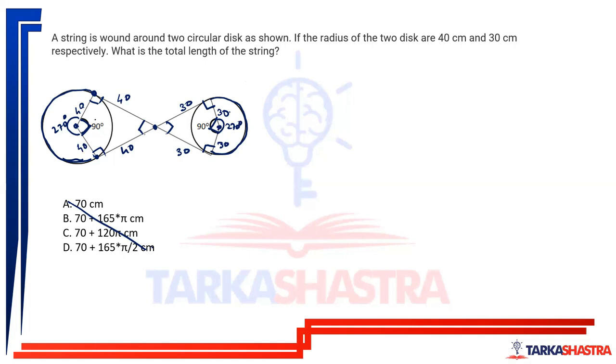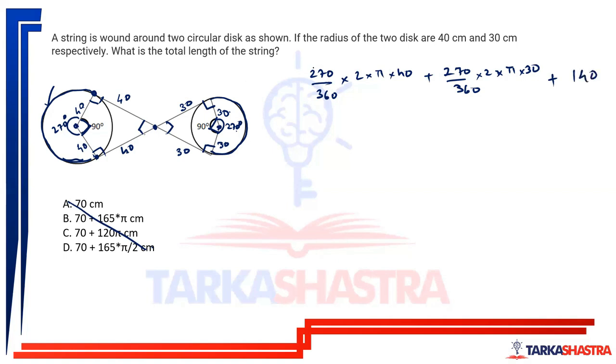Now we want to find out the length of the string. So first, we have to find out this curved part, right? So the total length of the string will be 270 by 360 into 2 pi r, with radius 40, this part. Then 270 by 360 into 2 pi r, that is 2 into pi into radius 30. And then this is total 40 plus 30, 70, 140 is there.